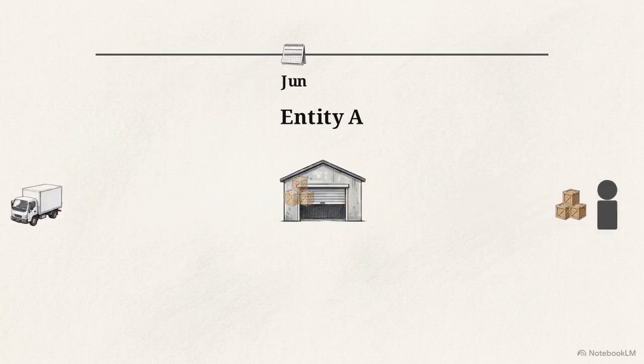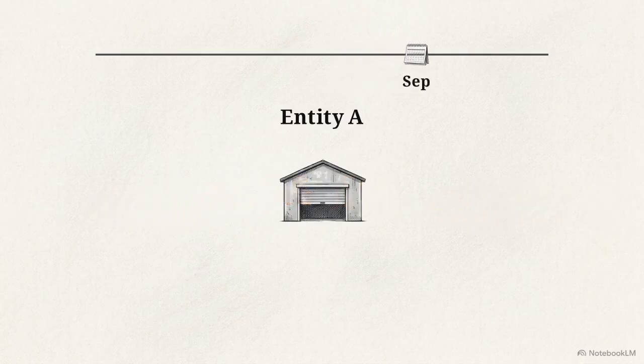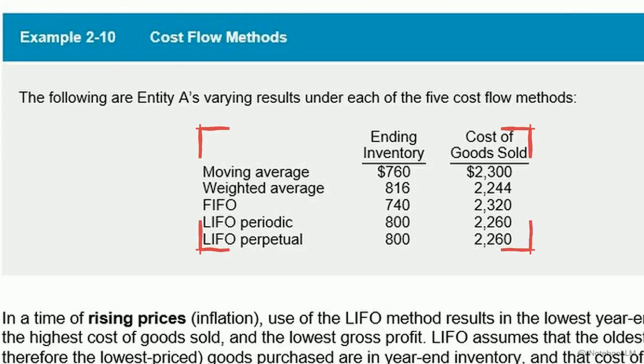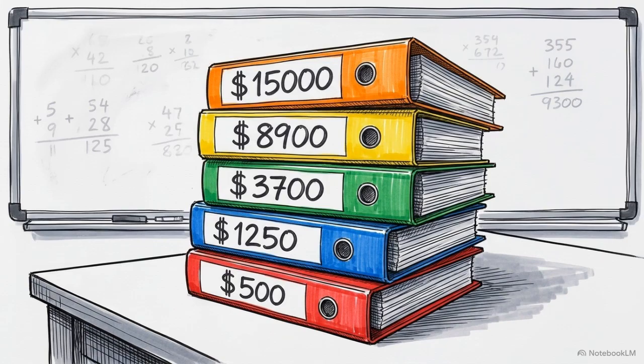Throughout year one, they execute an exact fixed series of purchases and sales of an identical product. The physical reality of what they bought and sold is totally locked. This table shows Entity A's results under 5 accounting models. The exact same physical stock can be valued in ending inventory anywhere from $740 to $816. Because costs are fixed, reported cost of goods sold swings inversely by nearly $100. Identical purchases and sales led to significantly different financial reports across these 5 models.